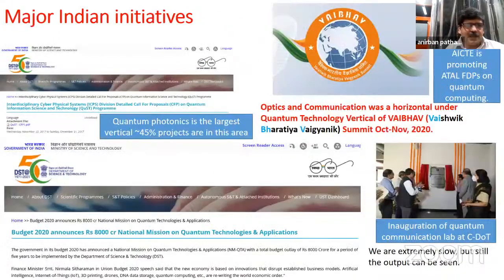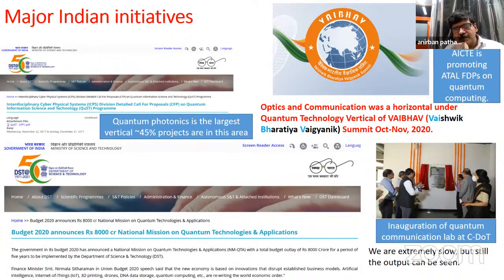And here are some major Indian initiatives. We have two projects from something called QuEST, Quantum Enhanced Science and Technology. It's part of ICPS, Interdisciplinary Cyber Physical Systems. There are many new things, like CDOT, who collaborate with us. JIT has an MOU with CDOT for co-development of the product. CDOT has a quantum communication lab, we have a counterpart lab here, and we work together to develop new things.